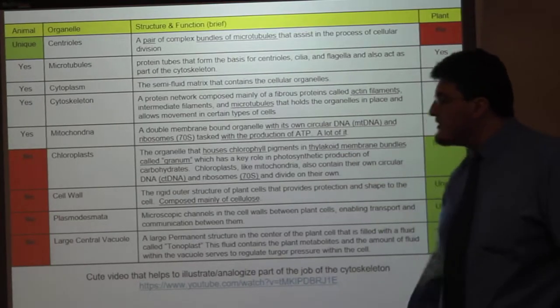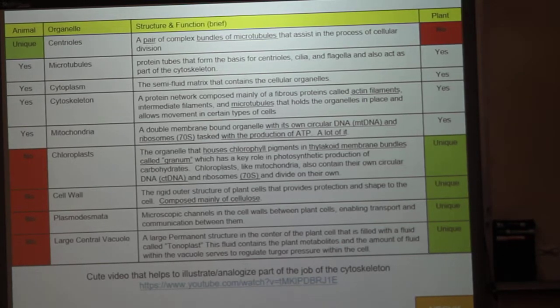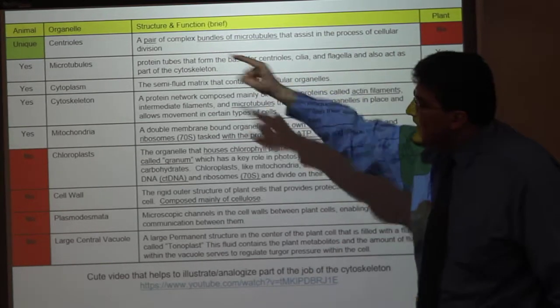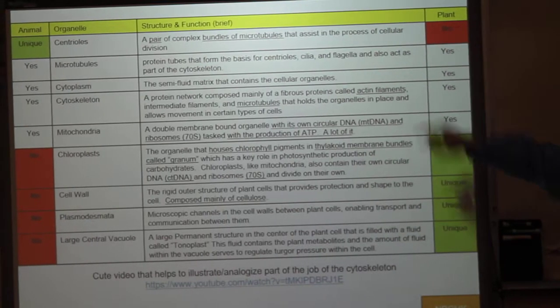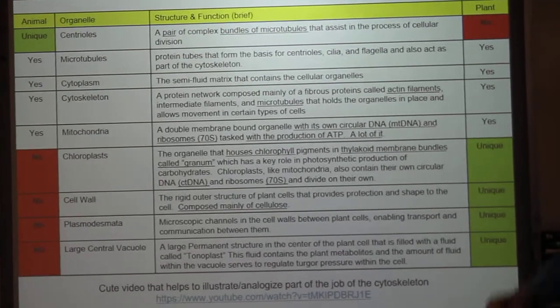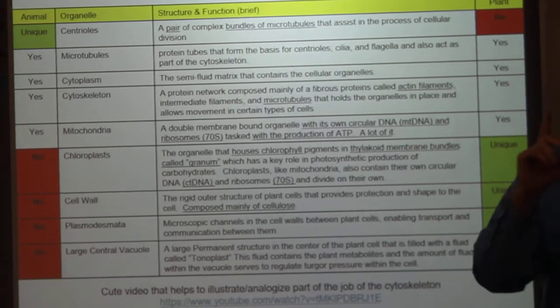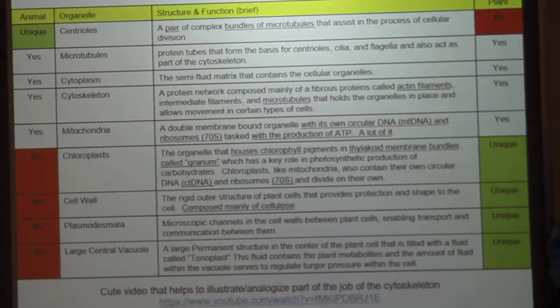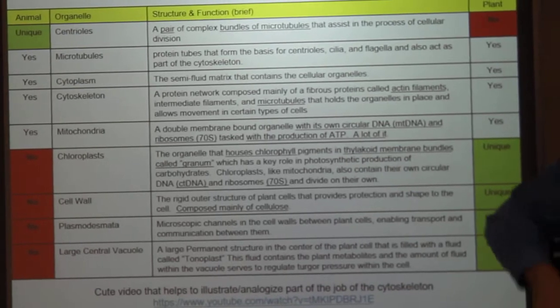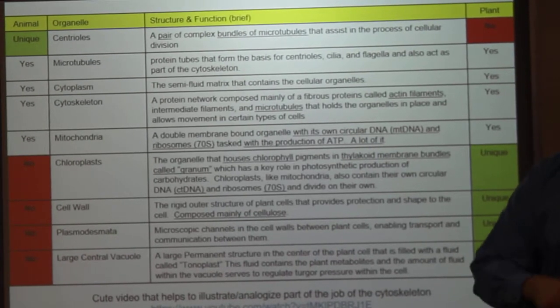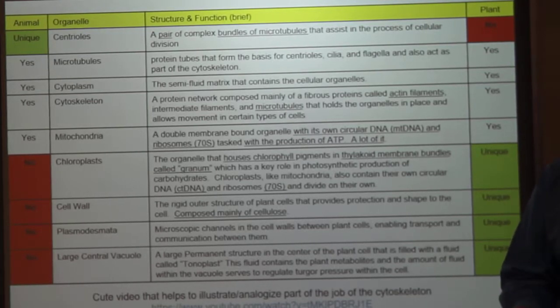Now, here's another one of those tables from me. Centrioles are unique to animals. They are a pair of complex bundles of microtubules. They assist in the cellular process of cellular division. They are not, by any means, required for cellular division. They are assisting. If you took the centrioles out of an animal cell, it would still be able to undergo cellular division. It is still possible. They are just better at it with the centrioles than without.